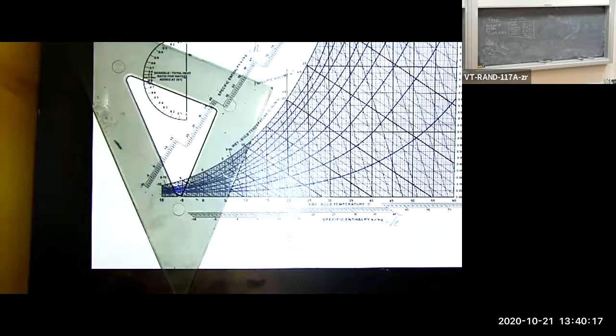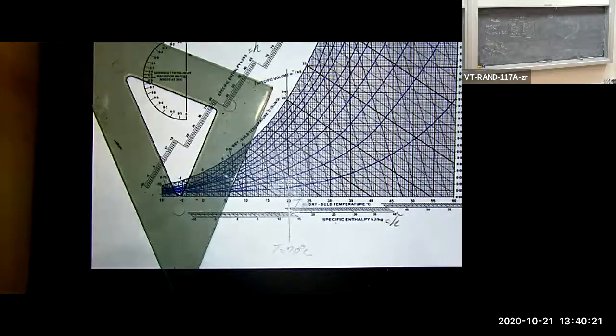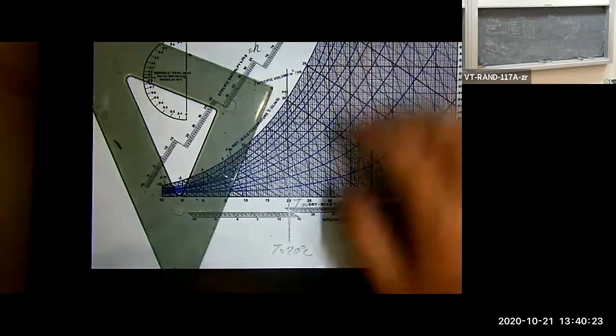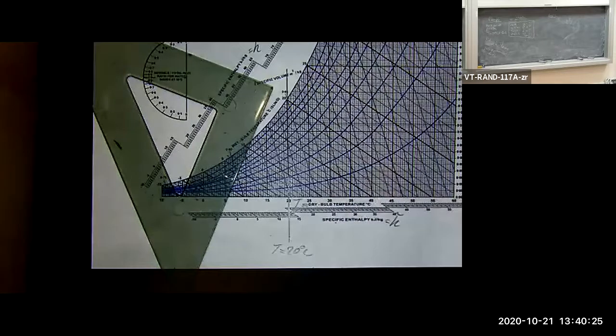I'm going to reduce the contrast here. This is killing it. Ah, that's better. That looks a lot better. Okay, so there's 20 degrees C. My dry bulb temperature, or temperature T, is 20 degrees C.